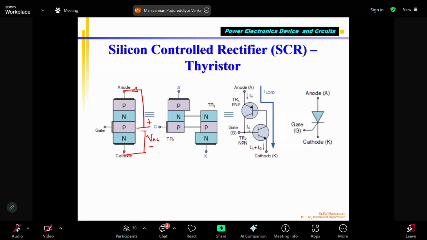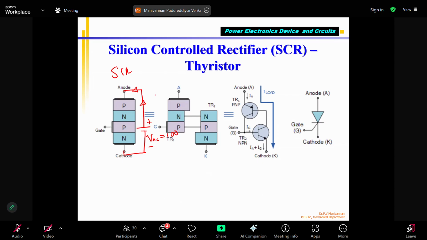There will be no current flow. So you connected, for example, for this SCR, the manufacturer's voltage is 100 volts. I have taken a battery or DC power supply, and I connected 100 volts across this. Now, once you connect, there has to be current flow.